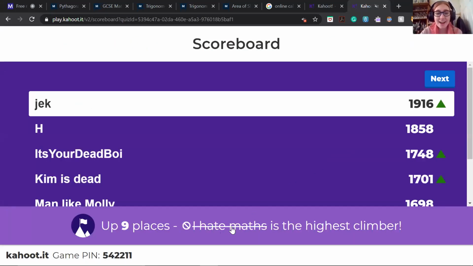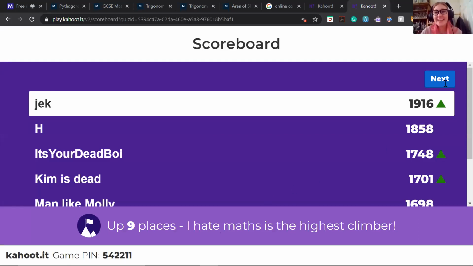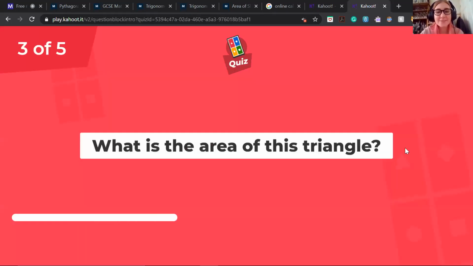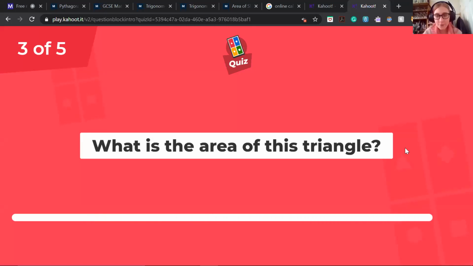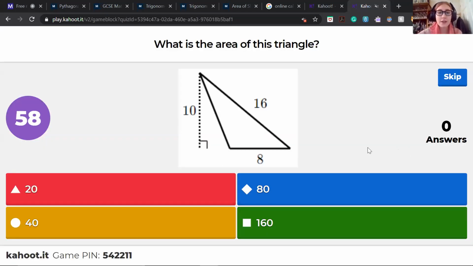I'm glad "I hate maths" is the highest climber. Okay, so we're going to get a diagram and work out what the area of this triangle is.